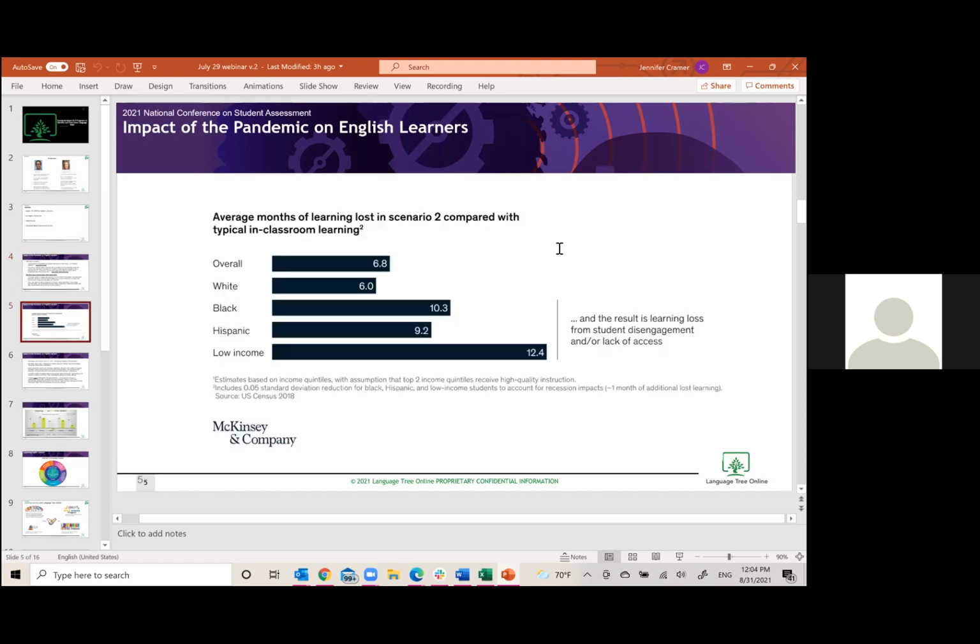So if we go to the next slide, we can see how it impacted them. Overall, all of our students had a loss of education due to the past year and a half. But for our English learners, the data is showing they lost approximately 1 year and 4 months of education. So it's really unfortunate.